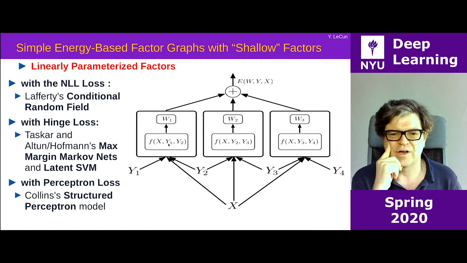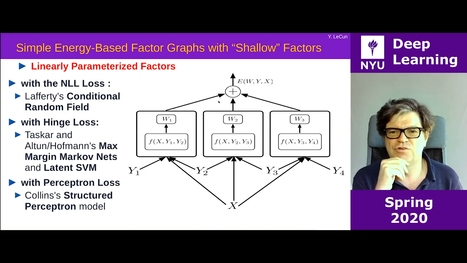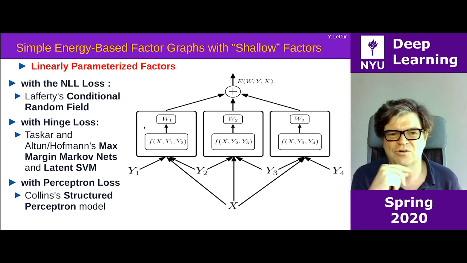Let's call it f of x, y1, y2 in this case. And then a weight vector that computes the dot product of this feature vector with this weight vector, and that gives you a score here, an energy. The overall energy is just a sum of all those terms. So basically, those are shallow neural nets, if you want, single-layer neural nets with a feature extractor at the input.